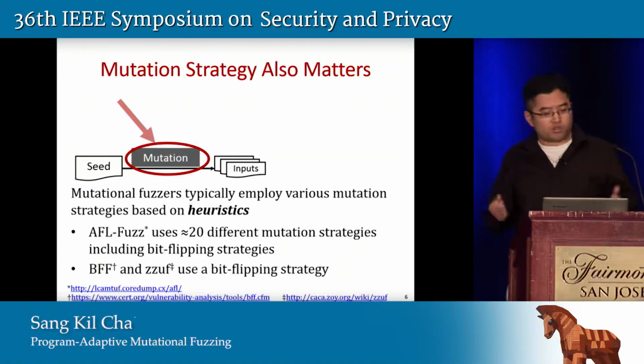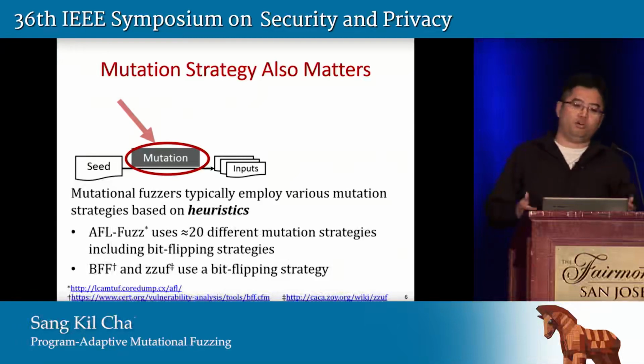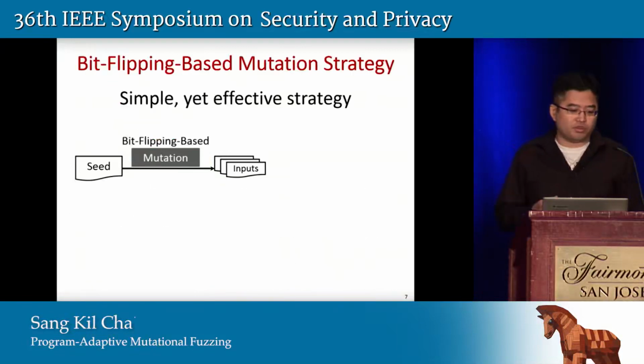BFF and Zzuf, which are also very popular mutational fuzzers, employ their own mutation strategies. However, you may notice that all these different mutational fuzzers use the exact same common strategy: bit flipping. The bit flipping based mutation strategy is a very simple yet popular technique. The idea is to take a seed and generate test inputs by flipping several bit positions from the seed. Although it looks very simple, it is surprisingly effective in practice, and therefore it is used by many practical fuzzers, as I mentioned. However, there's one issue in using this particular strategy.